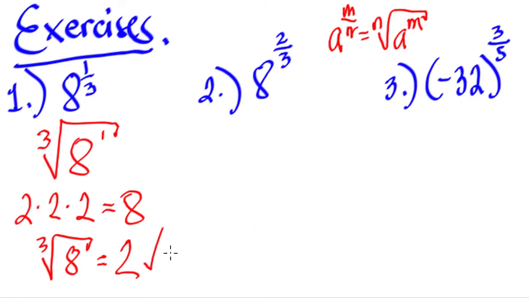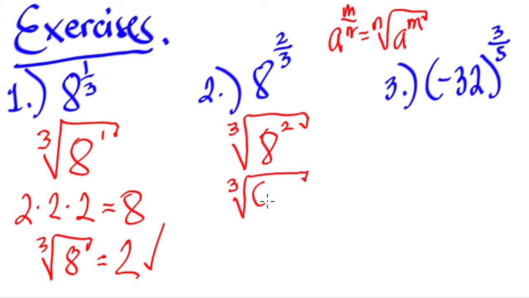That's for number 1. For number 2, what we have here is 8 raised to 2 over 3. So we're going to look at this formula here. That's going to give us the cube root of 8 squared. First, we're going to simplify the inner term, by the PEMDAS rule. So what is 8 squared? 8 squared is going to give us 64, right? 64. Now, what number multiplied by itself 3 times is going to give us 64?